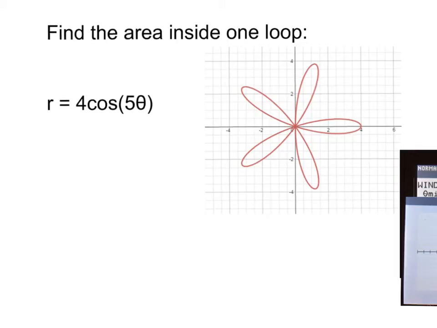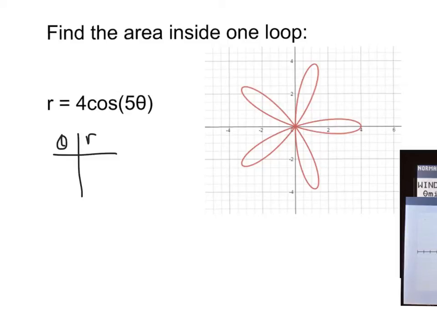In this example, we're going to find the area inside one loop of the equation r equals 4 cosine 5 theta. There are, again, multiple ways to do this. It's never a bad idea to make some guesses about the graph. Maybe start thinking about what r would be at certain thetas.